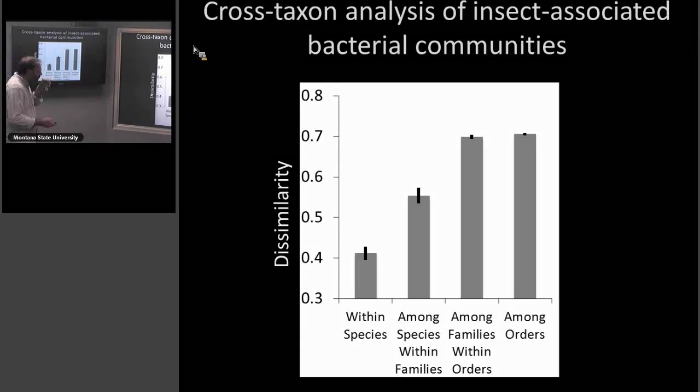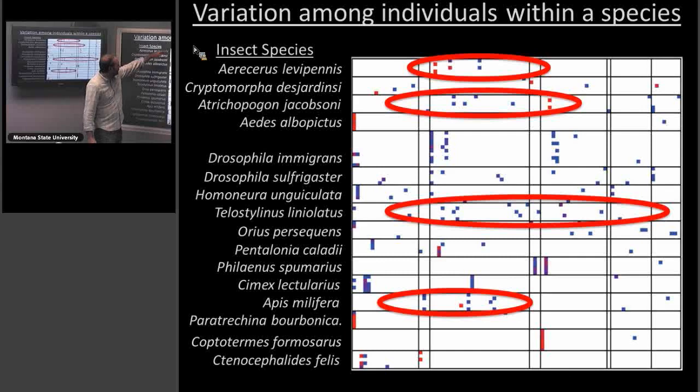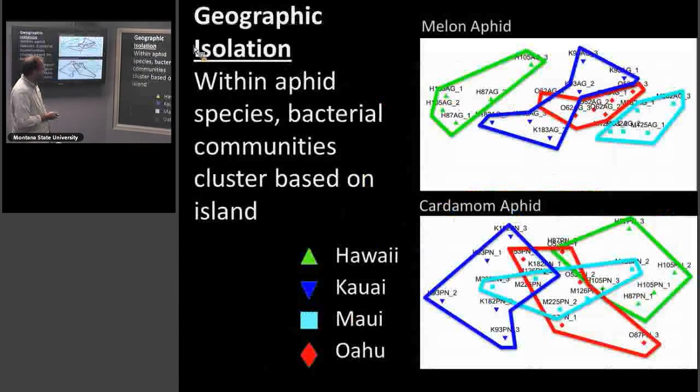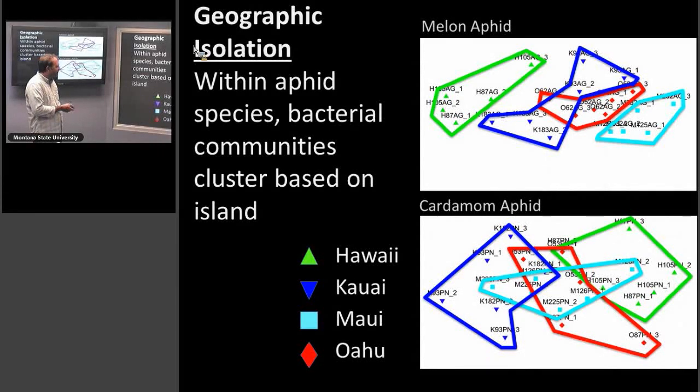But if we look within individual insects, each row is an individual insect. These in red are just examples of variation within an insect species. So there's variation at the community level within a species, and what types of processes or ecological factors are going to be driving that? There's a separate study on Hawaiian aphids that I worked on, and in this case we found that although the species had the biggest effect, if you looked within species, they're geographically separated, so each island had its own microbial community. I've also worked on fleas where there's geographic separation. So there's geographic effects on species communities.